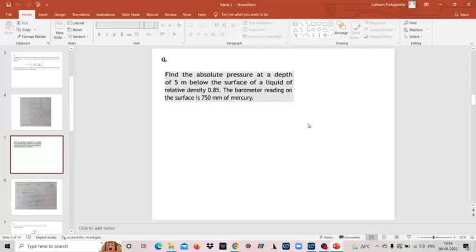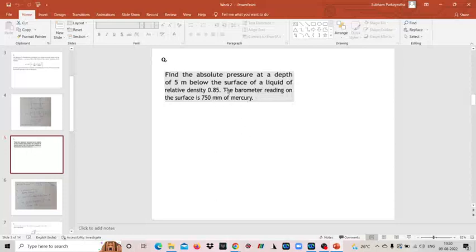So what is the density of mercury? It is 13,600 kg per meter cube, or a relative density of 13.6, that is 13.6 gram per cc. Now what you have to find is the absolute pressure at a depth of 5 meters below the surface of a liquid of relative density 0.85. Now the barometer reading is 750 mm of mercury.